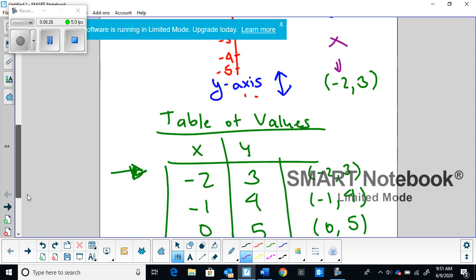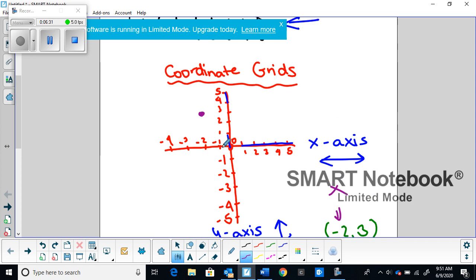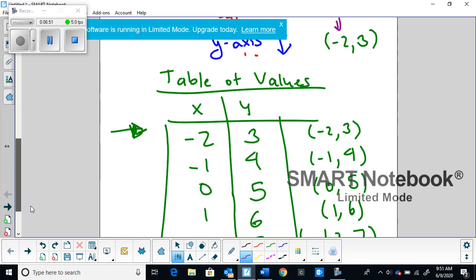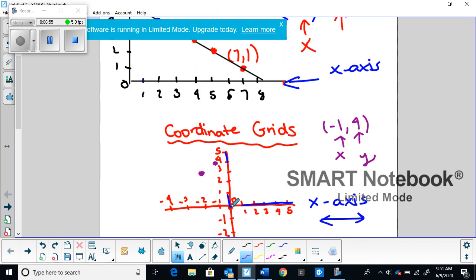Then let's find our next point. Our next point is -1 and 4. -1 is our x value, and the 4 is our y value. So let's go to our x-axis and find the -1. Great. Then 4 is positive, so we're going up 1, 2, 3, 4. There's our next point. Let's find the next one, 0 and 5. Our x value is 0, and we're going 1, 2, 3, 4, 5.